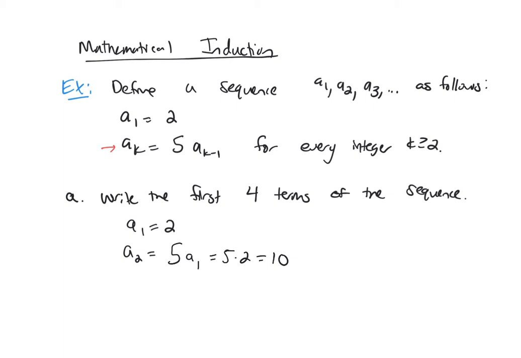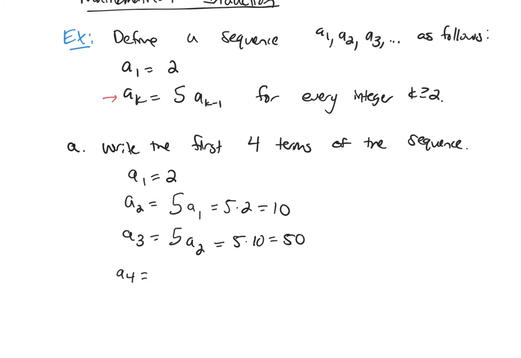You're going to use that formula again for A3. So if you plug in k equals 3, it's going to be 5 times A2, 5 times 10, or 50. A4, if you plug in k equals 4 into that formula, you'll get 5 times A3, 5 times 50, or 250. So here, my first 4 terms are 2, 10, 50, and 250.